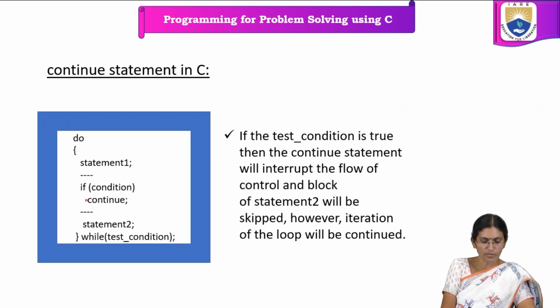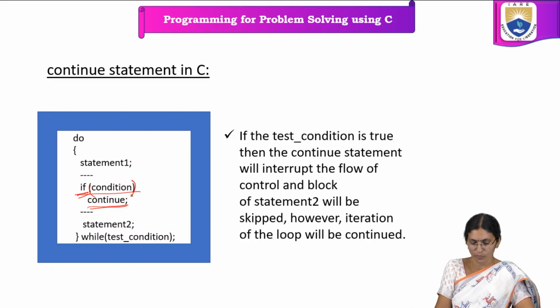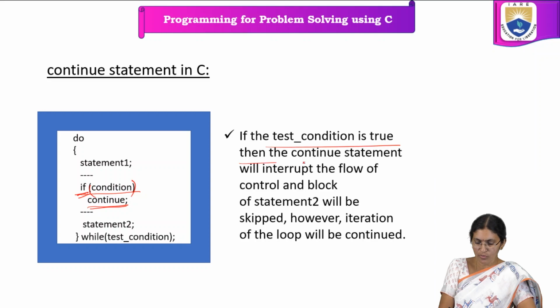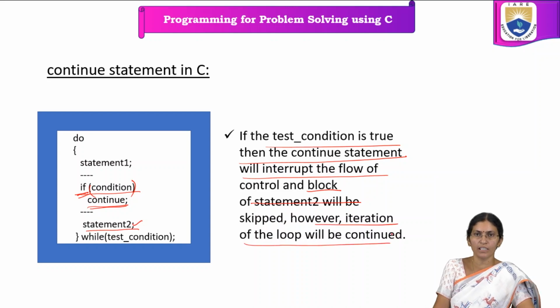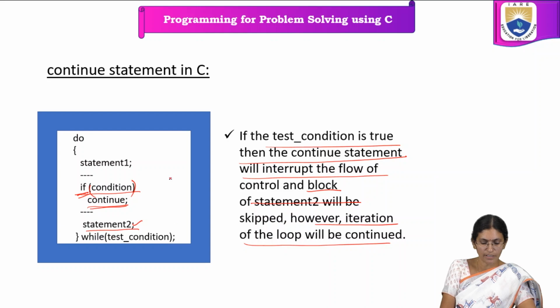Next, for the do while loop also, this is the syntax to use the continue statement. Inside the do while loop, we use a continue statement, but before that we have to mention the if condition. If the test condition is true, then the continue statement will interrupt the flow of control and the block of statement 2 will be skipped. Whatever statements are there after this continue will be skipped. However, the iteration of the loop will be continued, and whatever iterations it has to perform will be performed.